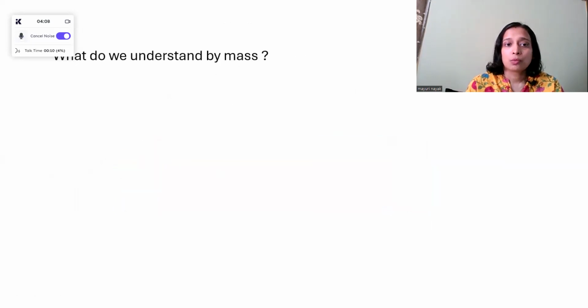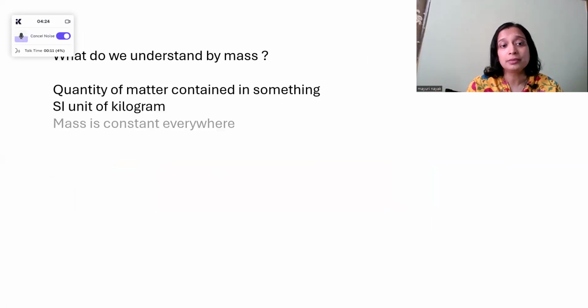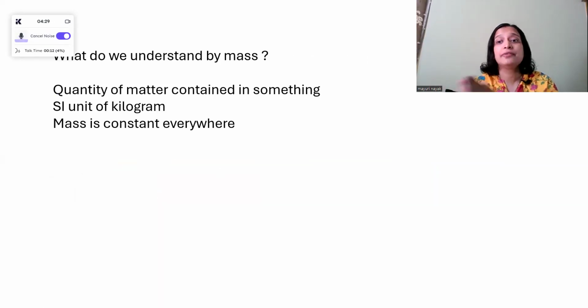Now, what do you understand by mass? The quantity which is contained in something is called mass. The SI unit over here is kilograms, and this is constant everywhere. Now, don't get confused with mass and weight. Mass is totally a different term, whereas weight is totally a different term. But that we will discuss later.